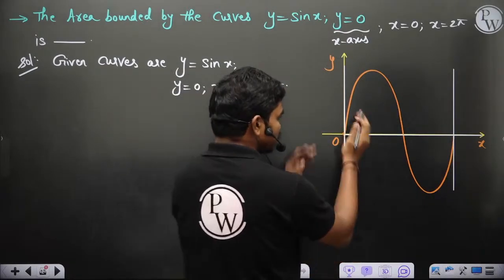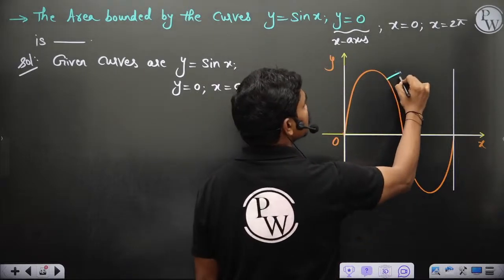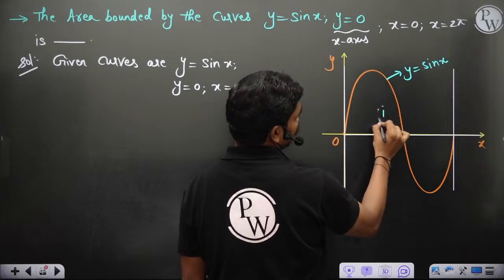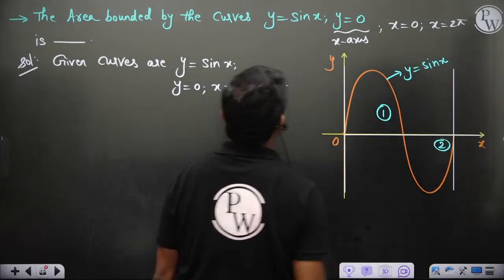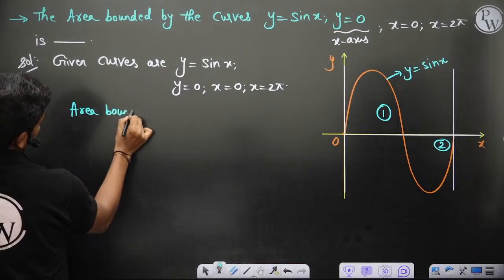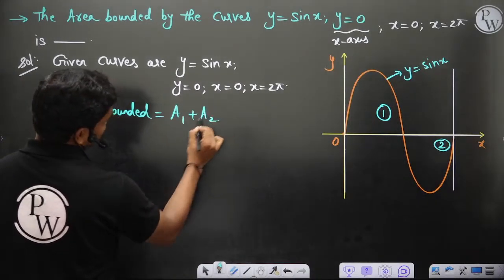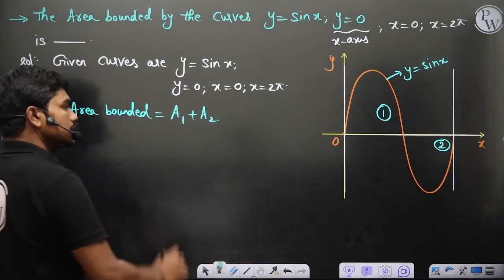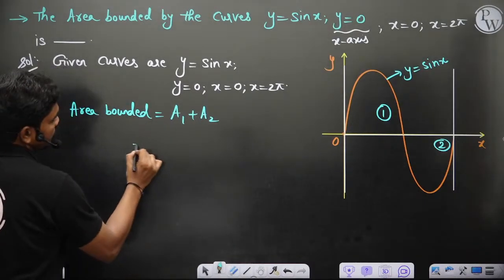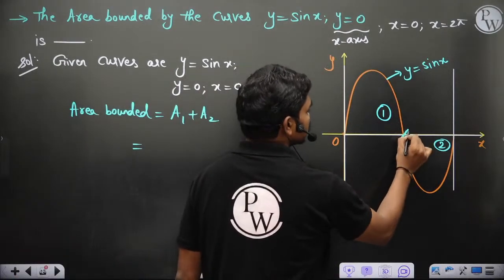So let's see, from x equal to 0 to x equal to 2 pi, the area which is bounded by this curve, this is y is equal to sin x, is, this is area 1 and this is area 2. So area bounded is equal to a1 plus a2 again. Okay, so now in general, if you want to do this, I'll show you two methods to solve this question. The first thing is, you want 0 to 2 pi, but this x value is here, pi.